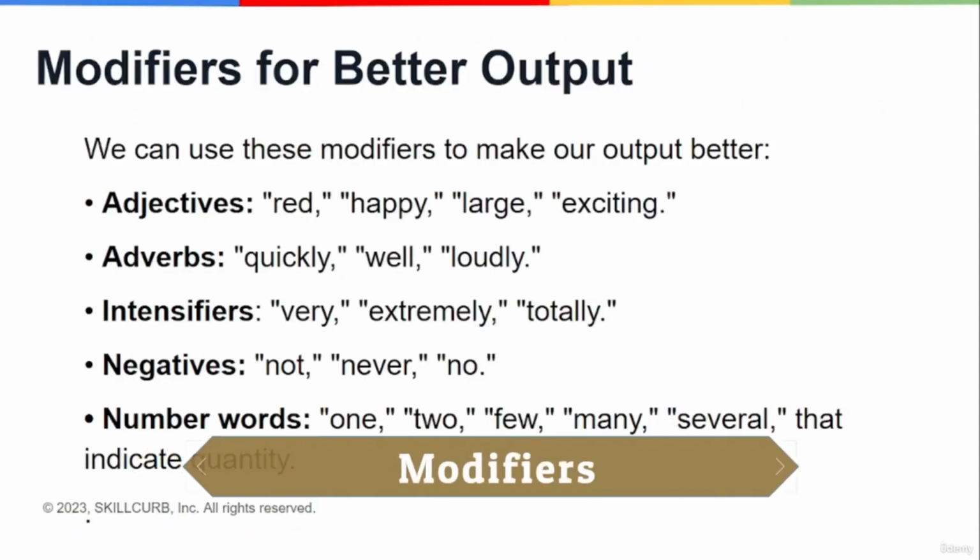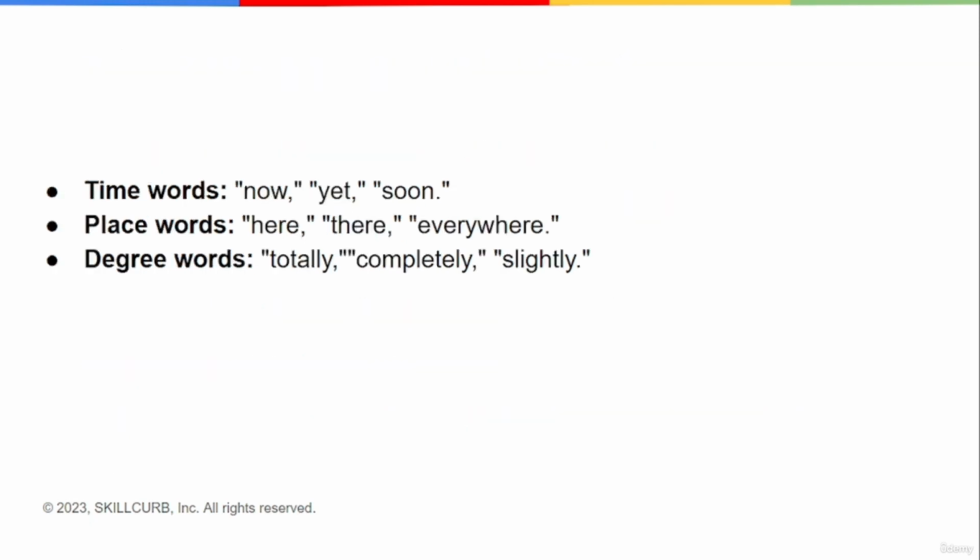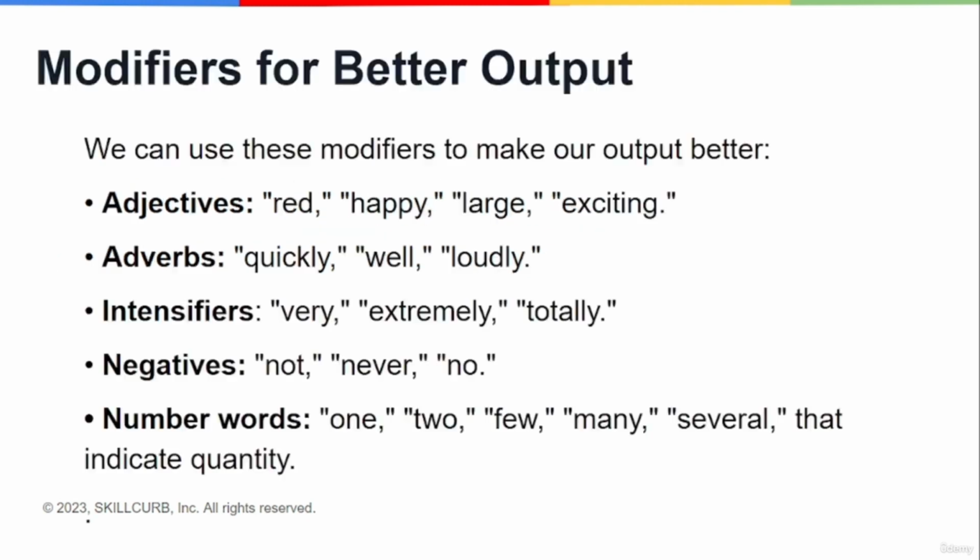you can use adjectives like red, happy, large, exciting, and you can use adverbs like quickly, well, loudly. You can use intensifiers, negatives, number of words, like you can use small words, or you can generate small actions just to make your output more and more accurate. And after that, you can also use time words like now, yet, soon. You can use place words and degree words as well. So yeah, these are a few of the modifier words that can help you make your output go well and well. So yeah, until then.